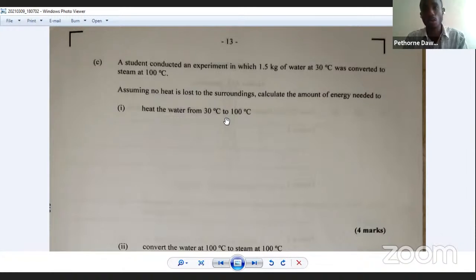All right, so all those three things will be needed because the heat energy is equal to the mass times the specific heat capacity times the temperature change.